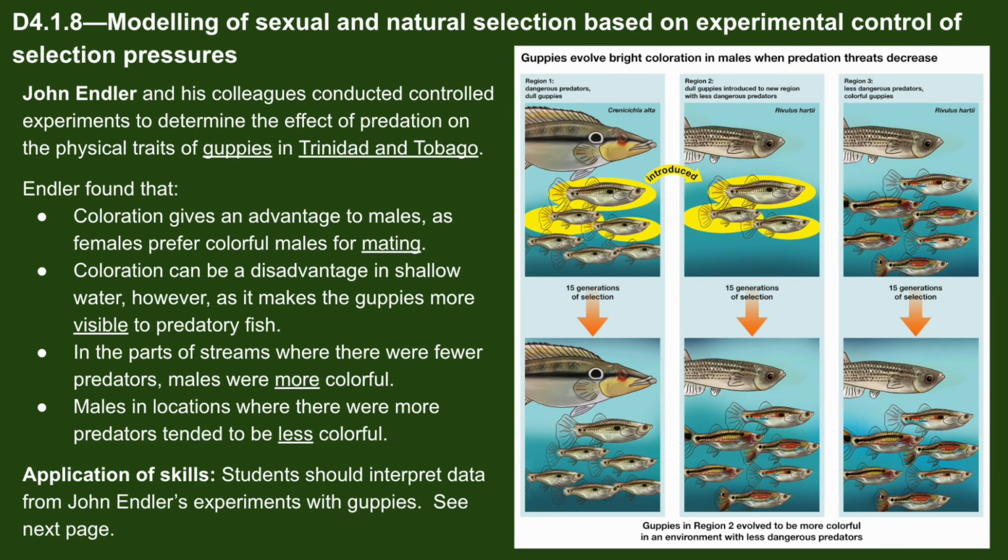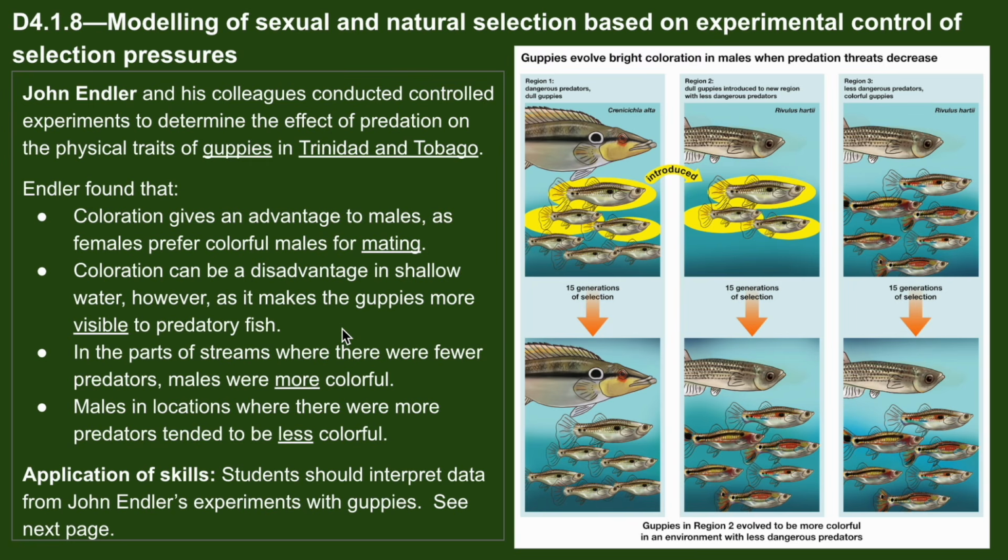A specific example of sexual selection is the work of John Endler and his colleagues. They studied guppies in Trinidad and Tobago, and they looked at the effect of predation on the guppy's physical traits. Now, in the end, Endler found that coloration gives an advantage to males, as females prefer colorful males for mating. However, it can be a disadvantage in shallow water as it makes the guppies more visible to predatory fish.